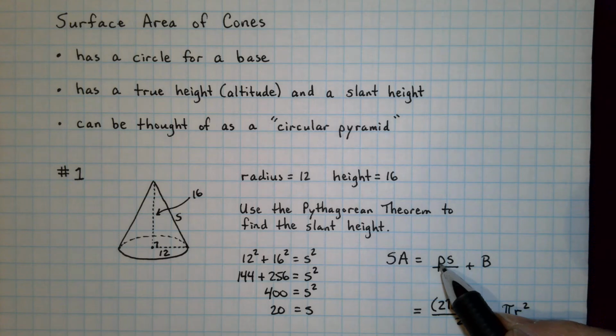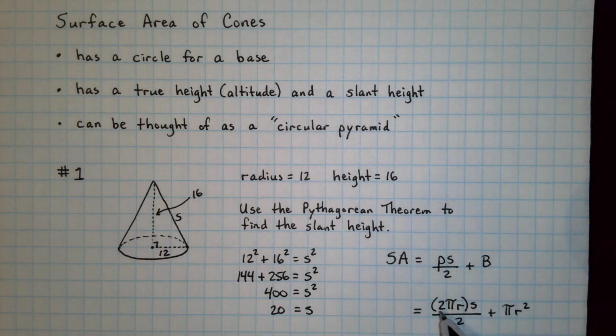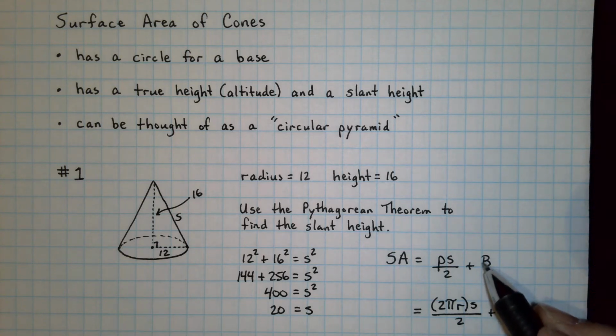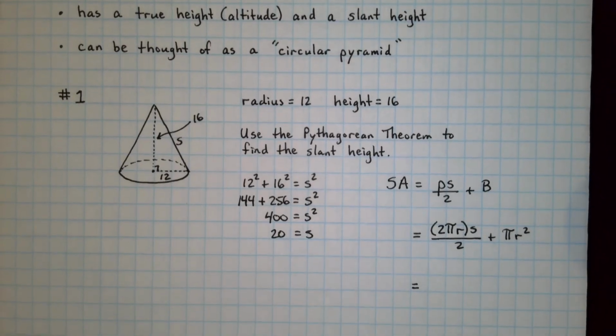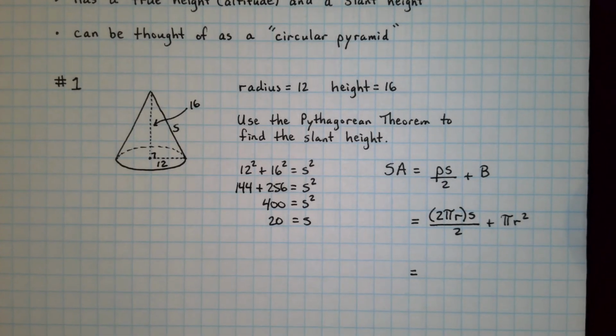We have the perimeter of the base, and the base is a circle. So the perimeter of a circle is also known as the circumference of that circle, and it has a formula of 2 pi radius. Then, of course, we still have the slant height, and we have the divide by 2. And then next to that we have B, which means the area of the base. Well, if it's a circle, that would be pi times the radius squared. So that's our adjusted formula for the shape that we have.